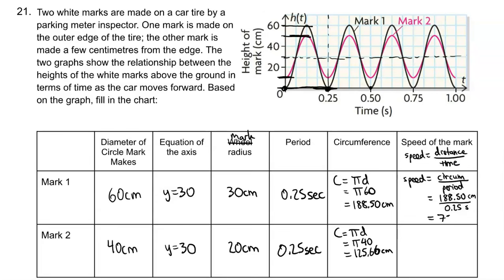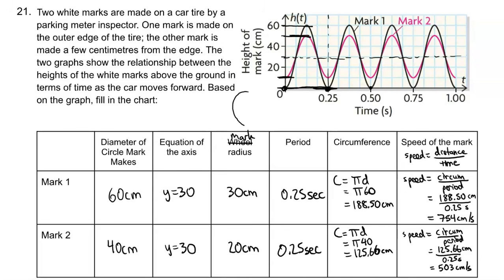754 centimeters per second. Now to change centimeters to meters, we could divide by 100. And so this would give us 7.54 meters per second. We do the same calculation with the second mark. And because it's more inside on the wheel, it's going to move slower. So we have a circumference that's smaller divided by the same period as the other value. And so we end up getting a value of 503 centimeters per second. Again, 5.03 meters per second if you were to do that.